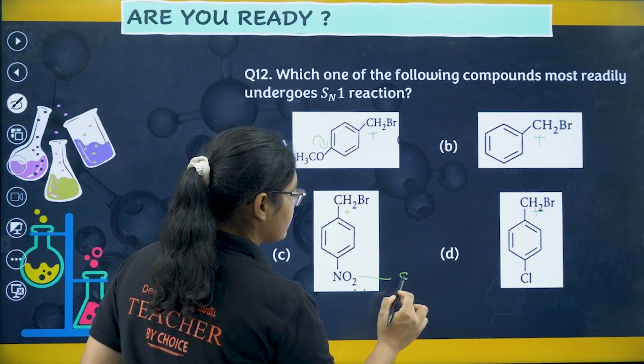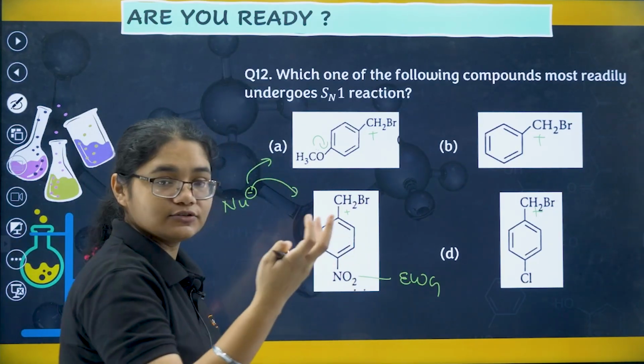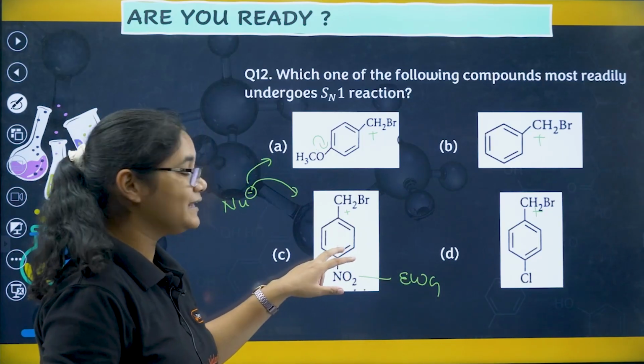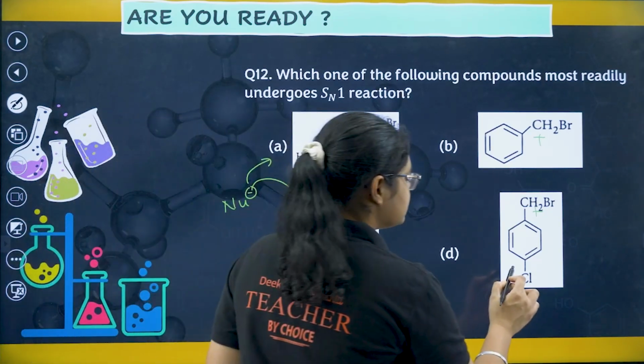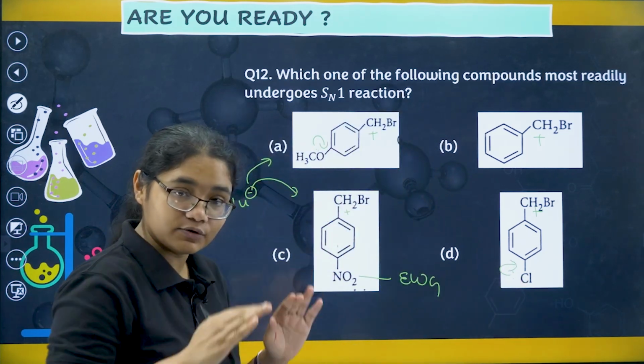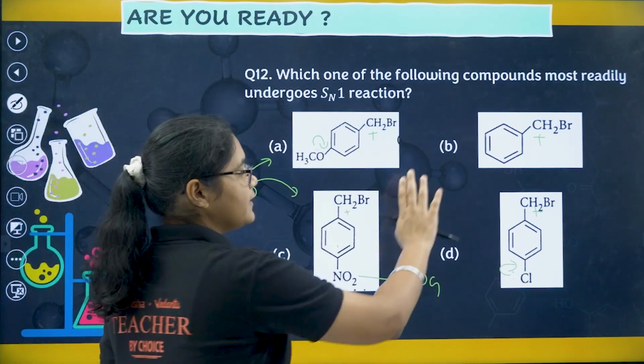This is also electron withdrawing, right? It also, this is electron withdrawing. So it increases the electron deficiency of this ring. Next here, this is also electron donating, it reduces the electron deficiency. Here there is no effect.